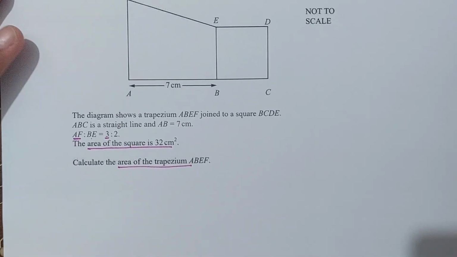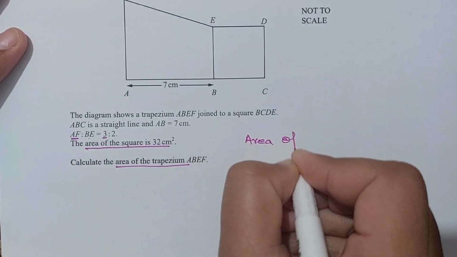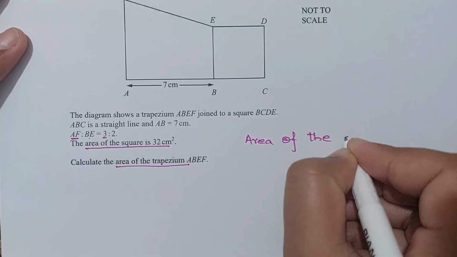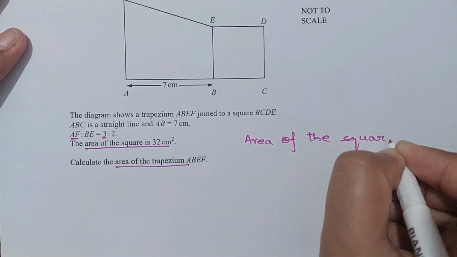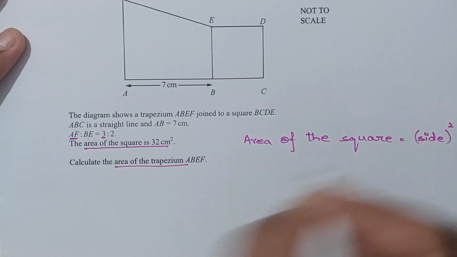Okay, so as we know, the area of a square has a formula which is side times side, or side squared, right?